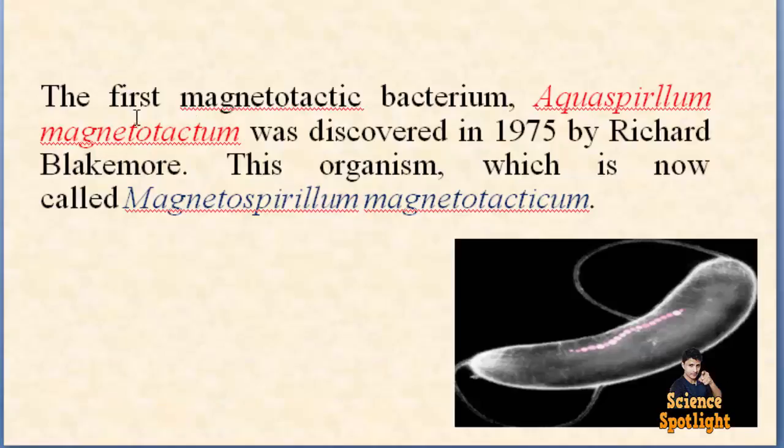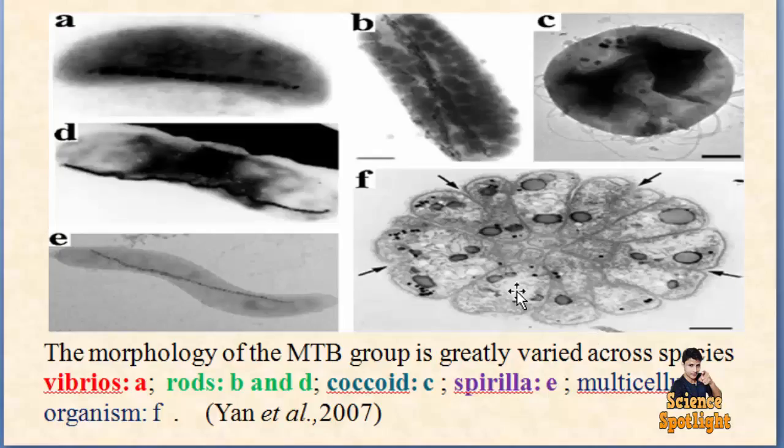And coming to one of the important points, the first magnetotactic bacterium, that is Aquaspirillum magnetotacticum, which was discovered and isolated by our scientist Richard Blakemore, and presently this organism was renamed as Magnetospirillum magnetotacticum. And this is a picture of the Magnetospirillum magnetotacticum.